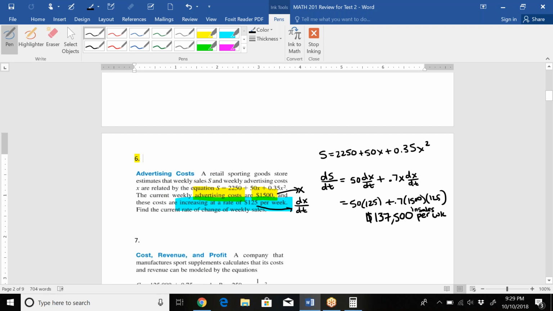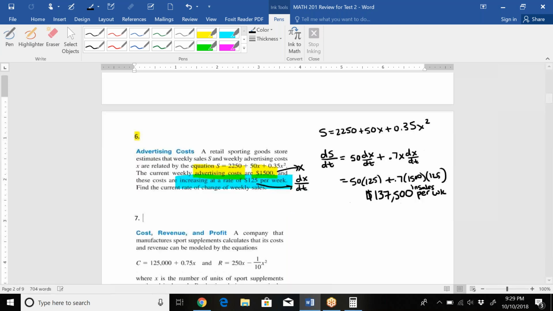All right, so number 7 works kind of similarly to this. You're going to be doing the dc dt, dp dt, or dr dt, and you can find dp dt using that. So let's move on to our next one. Let's look at number 8.